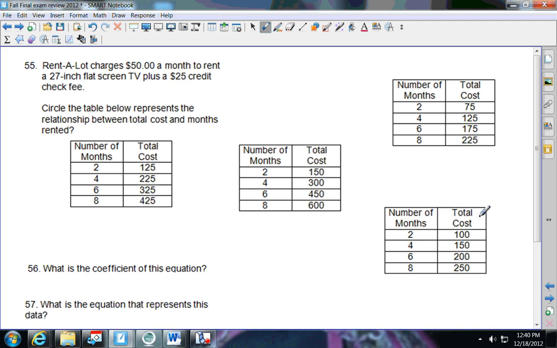Okay, number 55, since Rent a Lot charges $50 a month to rent the TV plus a $25 credit check fee. So my equation is going to be y equals 50 times a month plus 25. That's going to be my equation. Now, your coefficient is the same as your slope, which is 50.